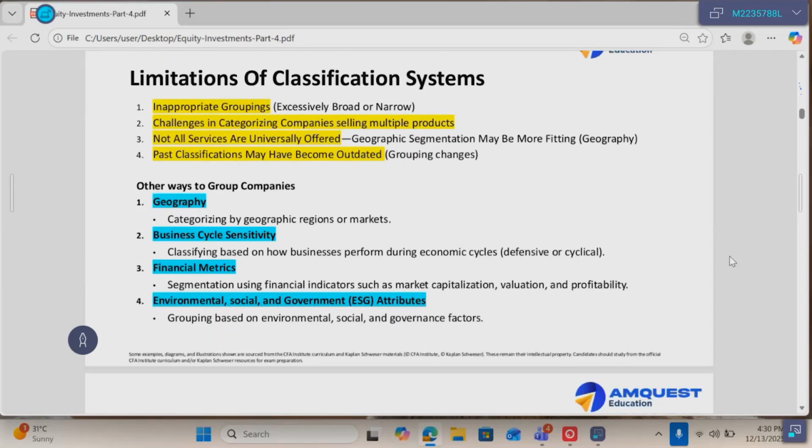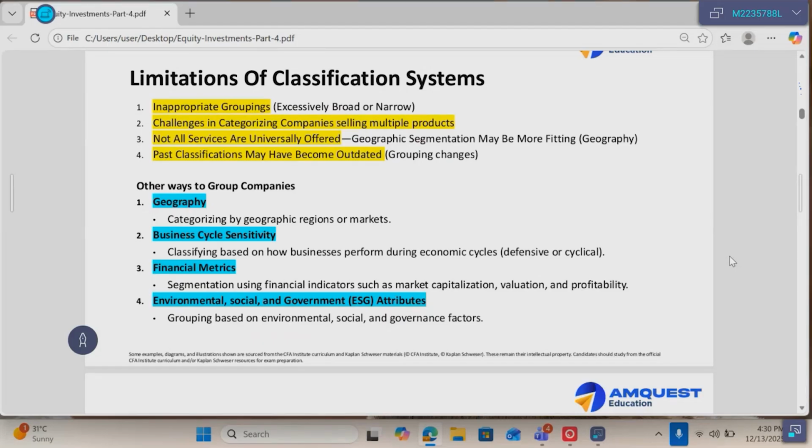Now, there are some limitations in this classification system. The first limitation is inappropriate grouping, meaning the grouping is either excessively broad or narrow. For example, consumer discretionary. Now, consumer discretionary is very broad. You have Zomato and Swiggy, then you have automobiles, and then you have hotels, e-commerce. So these are varied businesses, and grouping everything under consumer discretionary is somewhat vague.